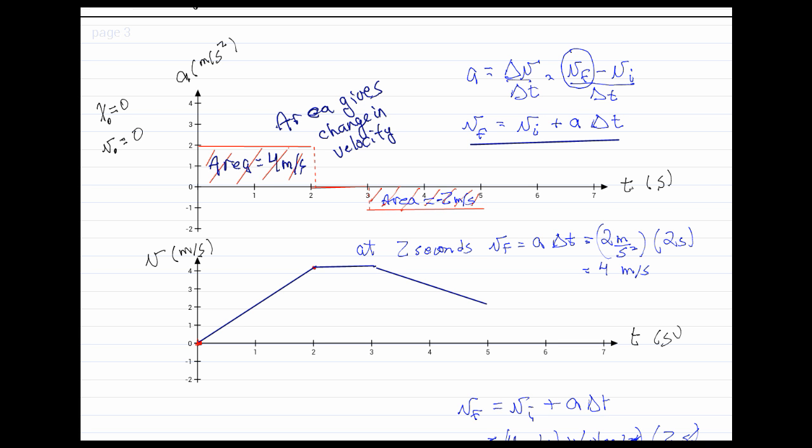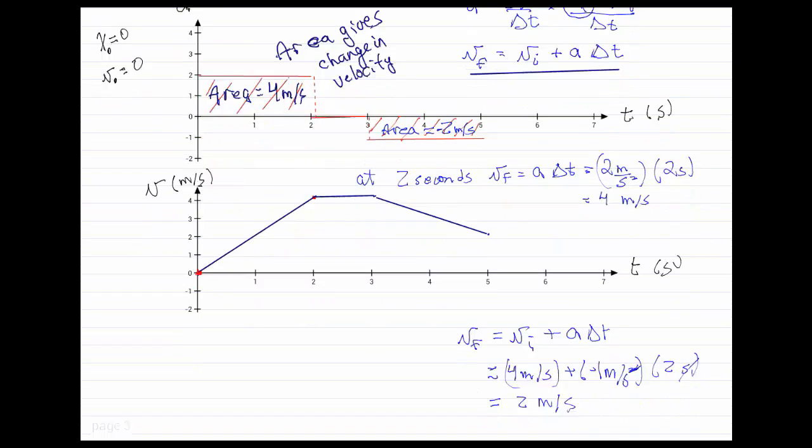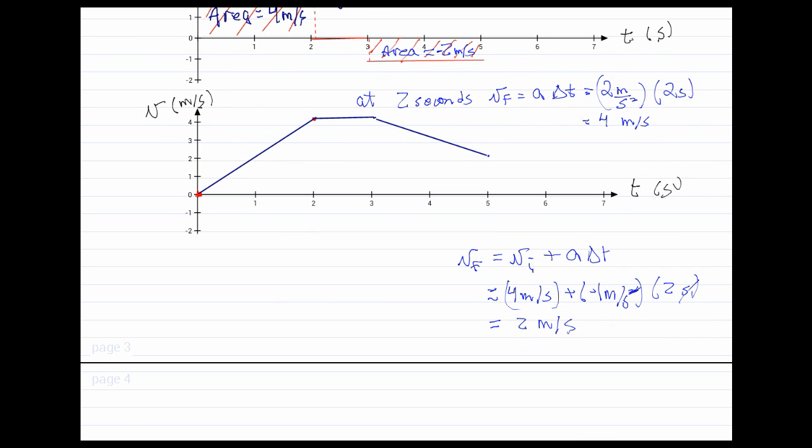So we go from 4, wherever we end up at 5, it has to be 2 less, so that's at 2 meters per second over here. Okay, so that's how we can go from an acceleration versus time to a velocity versus time. And in fact, we could do position as well.